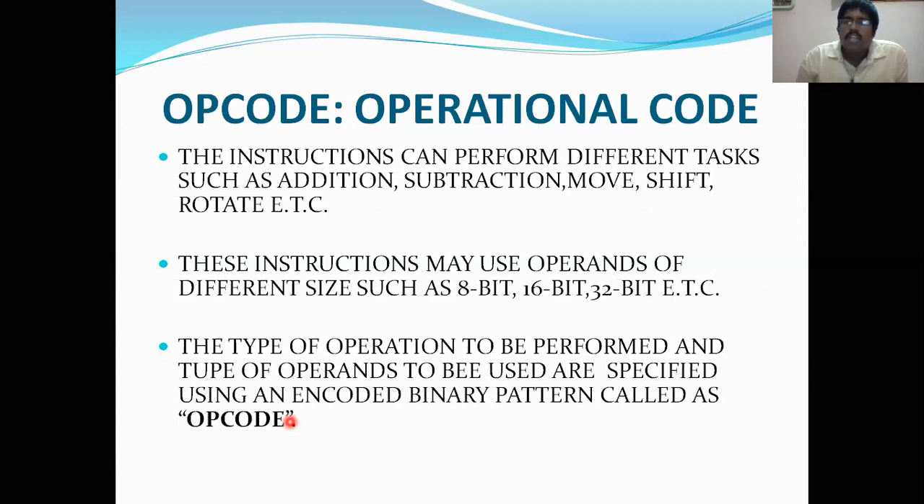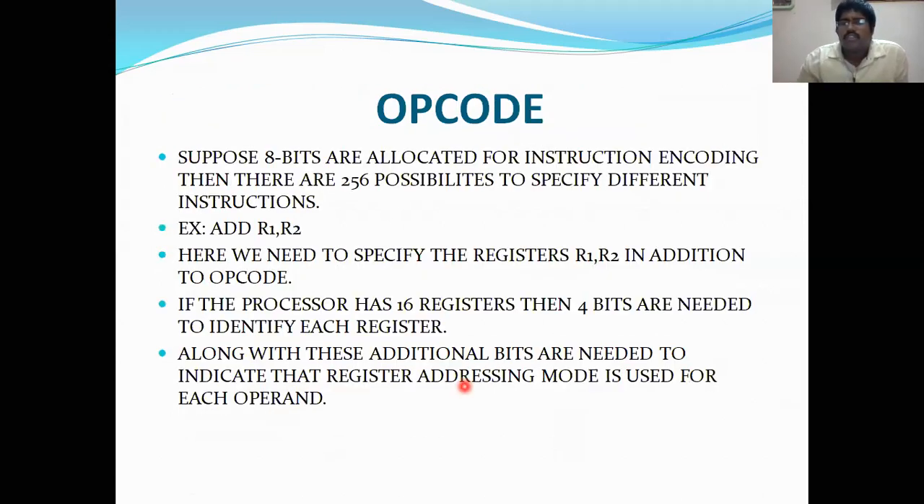Opcode will deal with both things. That means the opcode deals with the operation we are performing and the type of operands we use. That's what they have mentioned here: the type of operation to be performed and the type of operand to be used are specified using an encoded binary pattern. This is called opcode. The opcode will generally be in a binary form. That's what they are going to discuss about this operational code, or opcode. Clear?